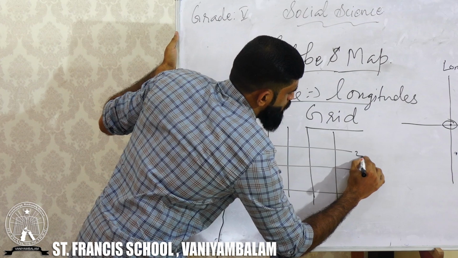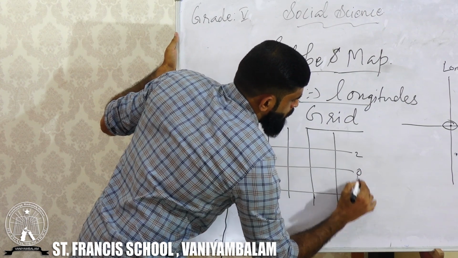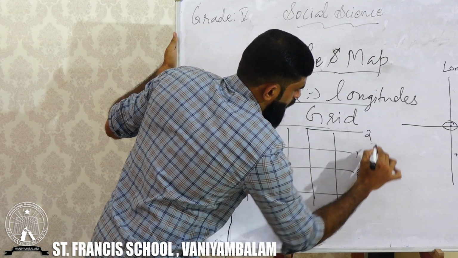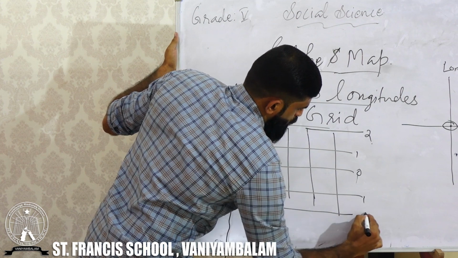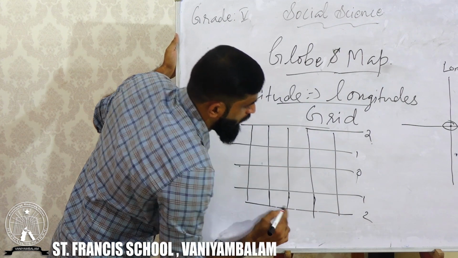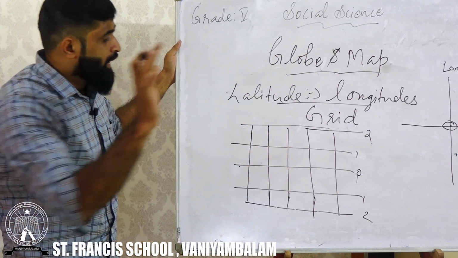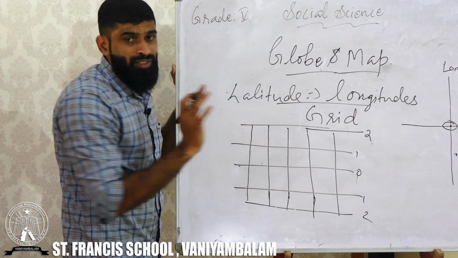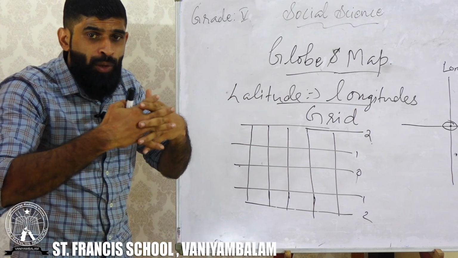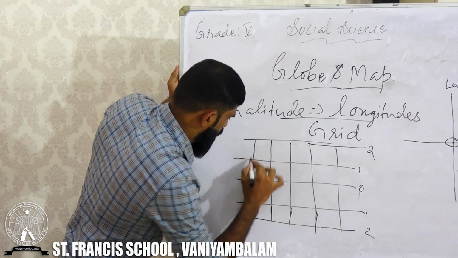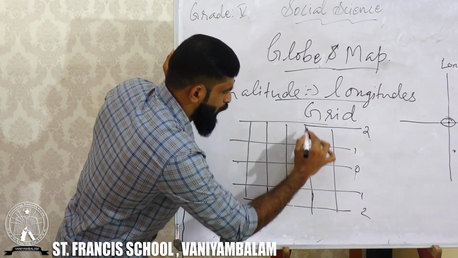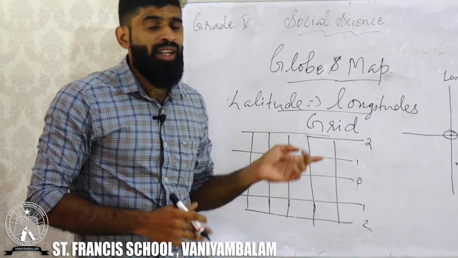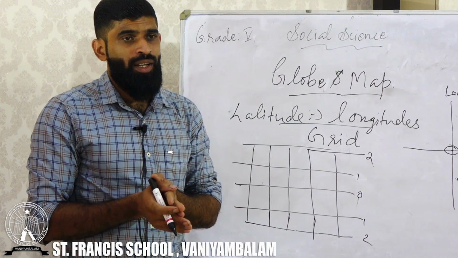This is latitude. Latitude number 0, latitude number 1, latitude number 2. In the same manner, 1, then 2. All this explanation I will be giving you later. Now you just see, grid we are discussing. What is grid? The combined form of latitudes and longitudes. Hope it is clear.